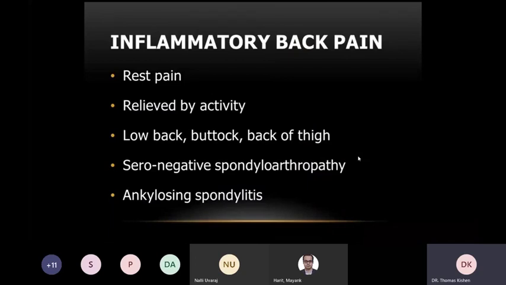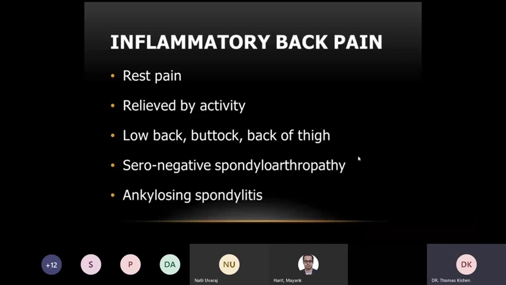So inflammatory back pain is typically more at rest. So these people complain of pain early mornings, and when they get out of bed, they have a lot of pain in the back, and it's typically relieved by activity, walking around a little, and then they start feeling better. It's exactly the opposite of mechanical back pain. The pain may be situated in the lower back, buttock, or the back of the thigh.